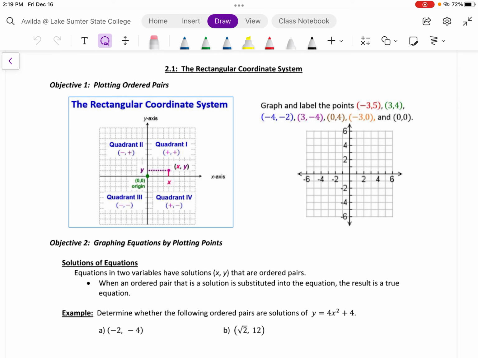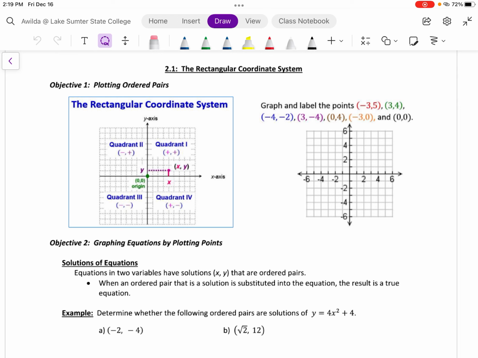Of course, we can have ordered pairs that don't fall in any of the quadrants and instead fall on one of the 2 axes. There's one point in particular that falls at the intersection of the 2 axes, and that is the origin, which has an x-coordinate equal to 0 and a y-coordinate also equal to 0.